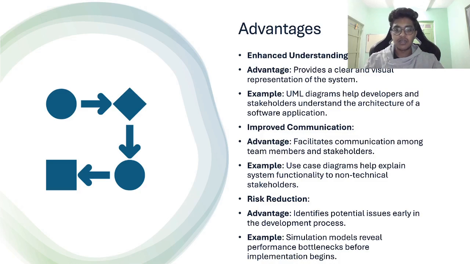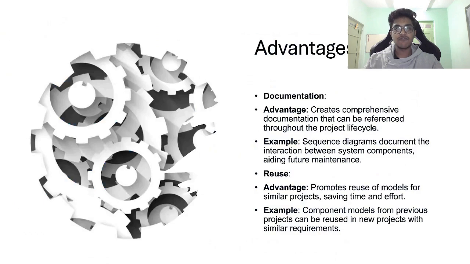Risk reduction. Advantage here is identifying potential issues early in the development process. Example here is simulation models are going to reveal performance bottlenecks before implementation begins. So moving on with the continuation of this, we have documentation. Advantage: creates comprehensive documentation that can be referred to throughout the entire project lifecycle. Example here is a sequence diagram documents the interaction between system components, aiding future maintenance.